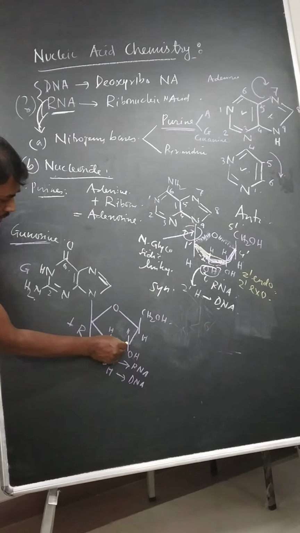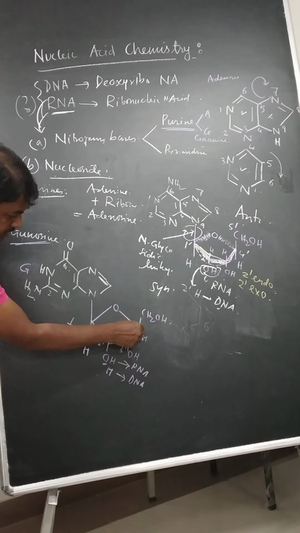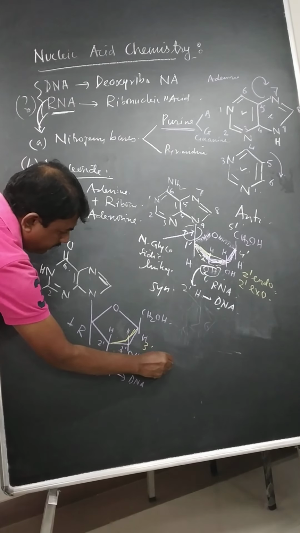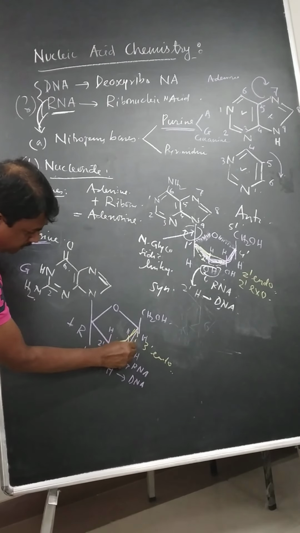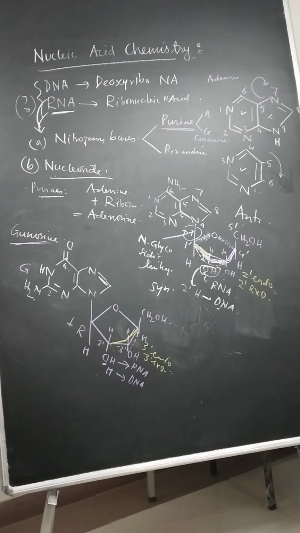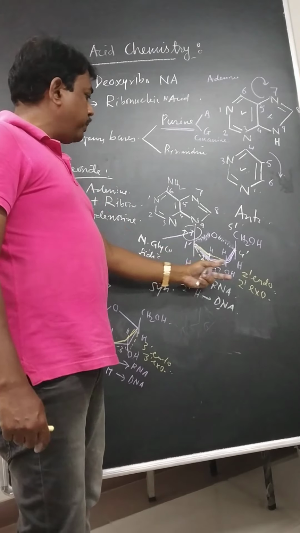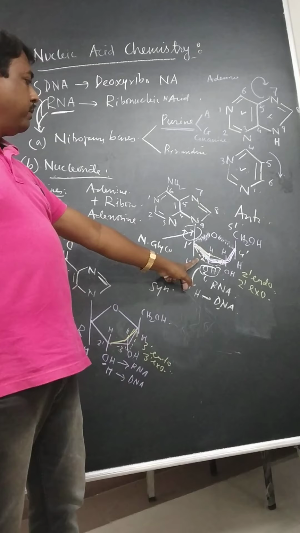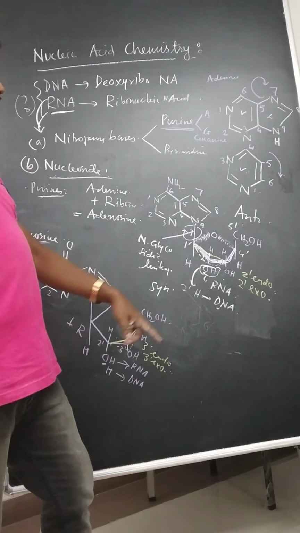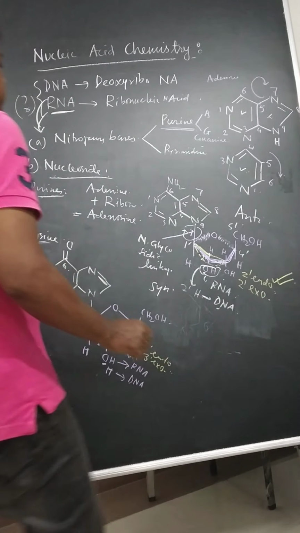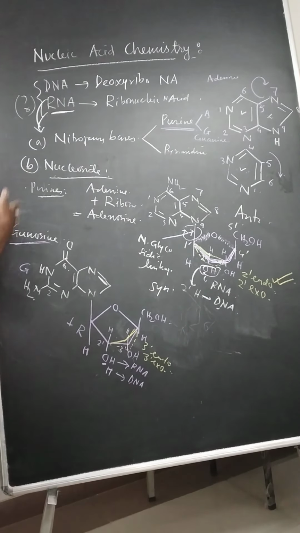Same thing can happen with the 3 prime position also. If it is above here, it is known as 3 prime endo. And if it is below, it is known as 3 prime exo. Normally, we see that 2 prime endo is the predominant form of the C2 prime carbon of this ribose or deoxyribose. 2 prime endo is the preferred form in DNA or RNA. So these are the two purine nucleosides. One is adenosine, another is guanosine.